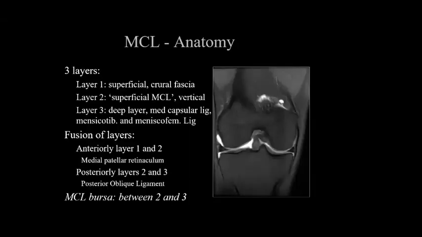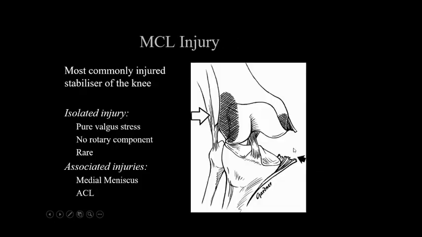And so here is how the MCL looks: a homogeneously hypointense, thin, flat band of tissue over the medial aspect of the knee joint. The most common mechanism of injury is valgus stress. That's normally how the MCL tears. There are associations, as I mentioned earlier, the O'Donoghue's triad, where you get MCL tear, ACL tear, and meniscal tears.